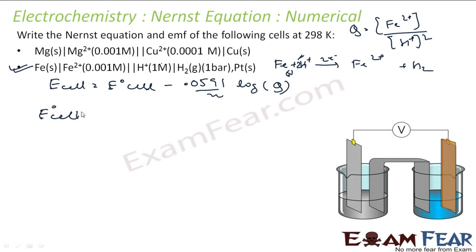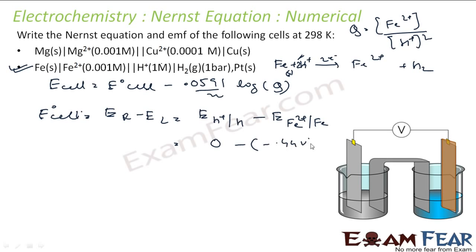E naught cell we can find easily using the chart we have. It is nothing but E of right minus E of left. What is on the right? We have the reduction potential of H plus to H2 minus the reduction potential of Fe2 plus to Fe. This is 0, and this, we know, is minus 0.44 volt. That is nothing but plus 0.44 volt. So I know E naught.